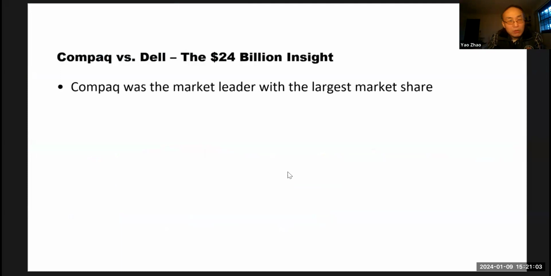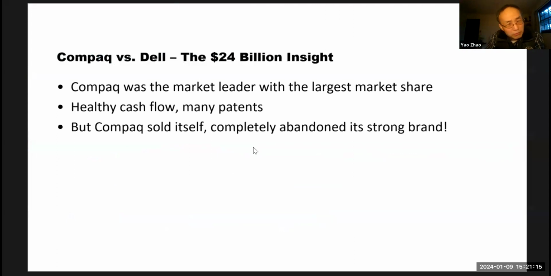Right, here's the story. Around the year 2001, I'm sure everybody has experienced this. Compaq was the market leader with the largest market share. But it also had healthy cash flows and many patents. But suddenly, Compaq sold itself and completely abandoned its strong brand. It sold itself for $24 billion, which is a great deal anyway. But still, it's a question because this company was at the peak, right? It's the market leader, and it makes so much money.